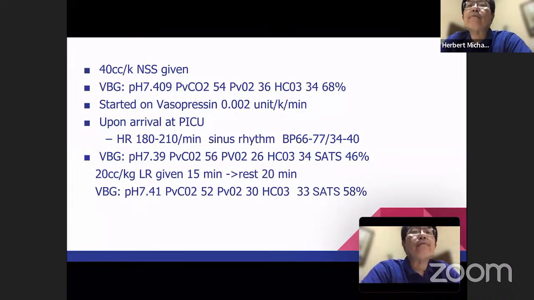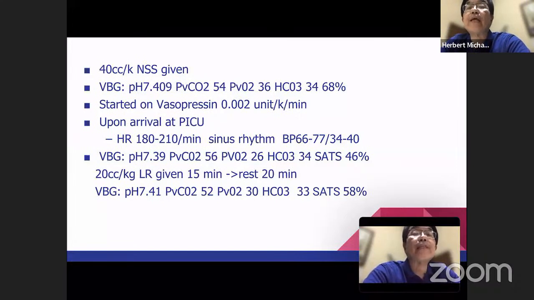And the patient was wheeled up to the ICU. So upon arrival at the ICU, the patient is still tachycardic at 180 to 210 per minute. It was sinus tachycardia based on the cardiac monitor, but this time you were able to get a little blood pressure, 66 to 67 over 34 to 40. We repeated the mixed venous oxygen, we repeated the venous blood gas again, because there was no way for us to do arterial blood gases.